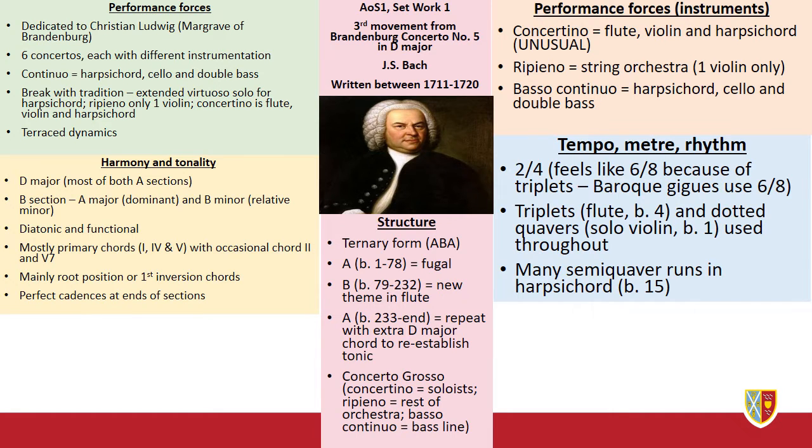In terms of the tempo, meter and rhythm, this piece is in 2/4, but it feels like a 6/8 because of the triplets. And in this particular case, for the Baroque period, it feels like a gigue. It uses triplets, and especially you can see it, for example, in the flute. It has dotted quavers, which you can see in the solo violin. And also you can see that throughout the piece. There are many semiquaver runs in the harpsichord.